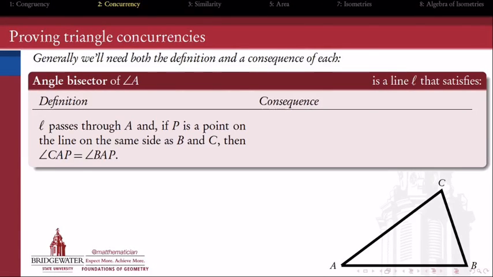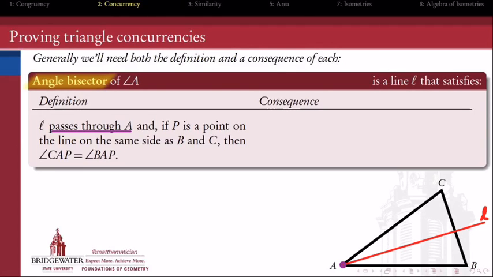The second concurrency we'll study for a triangle is the concurrency of the triangle's three angle bisectors. So first of all, we're going to need the definition of what an angle bisector is, but then also we'll need an alternative characterization, a consequence, a theorem that can be arrived at from this definition that will be necessary when it comes time to prove the concurrency of the three angle bisectors of a triangle.